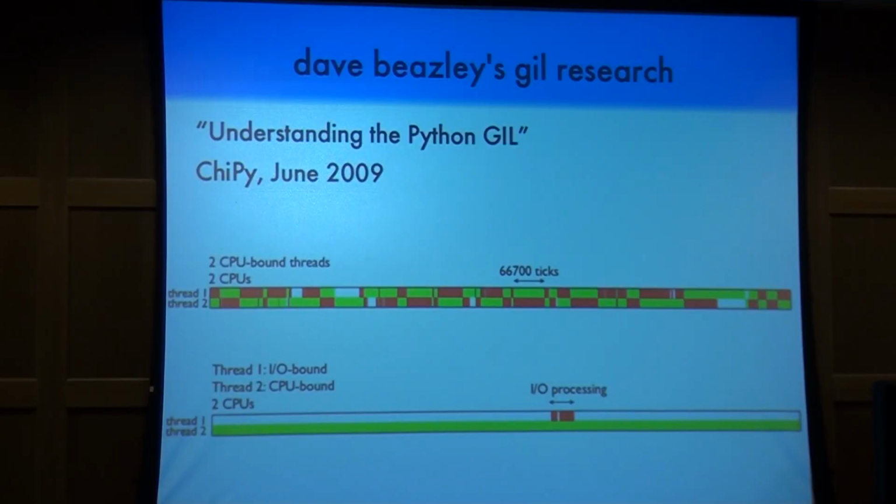Thread 1 is I/O bound. White means I don't care, I'm waiting. Red means I am waiting to get the GIL. And then you can't even see the green where it's holding the GIL and doing its work and dropping it again. But thread 2 is CPU bound, and it's just holding the GIL and running forever and ever. And it doesn't give back the GIL. It doesn't allow thread 1 to run. What's going on here?